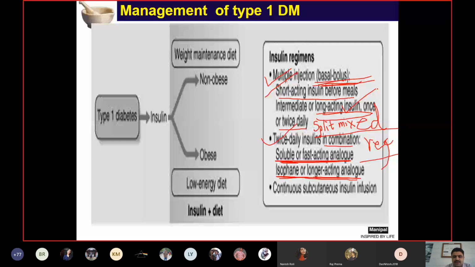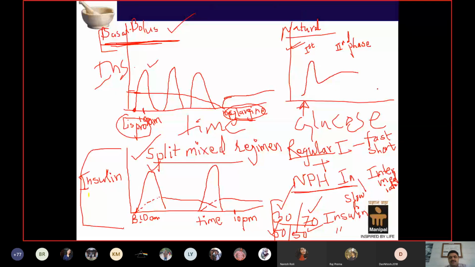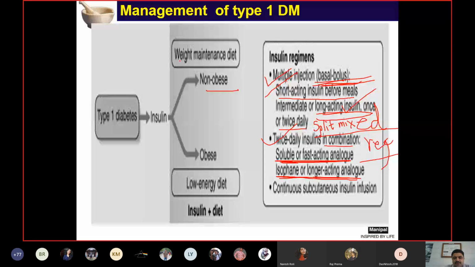Okay, got it? So these are the two ways of giving insulin, which is done in type 1 diabetes mellitus. This is the management. If the diabetic patient is non-obese, we go with a weight maintenance diet, and if the person is obese, then we give a low energy diet, along with insulin. So insulin is a must for type 1 diabetes mellitus.